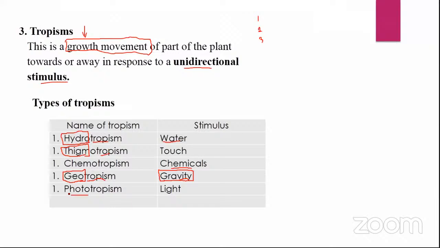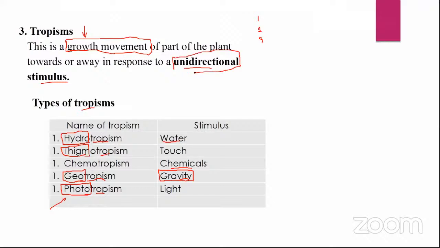Another one is phototropism. Photo means light. I think this is very clear, as most of you have taken photos or pictures. It has to be taken in the presence of light. You cannot go in darkness with your camera without a flash of light and take a picture; you're not going to be seen. So photo means light, and this is a growth response towards light. But remember, for tropism, it's supposed to be a unidirectional stimulus.